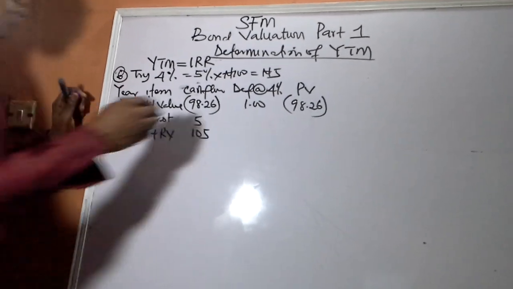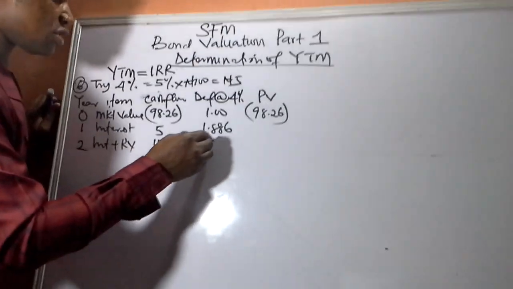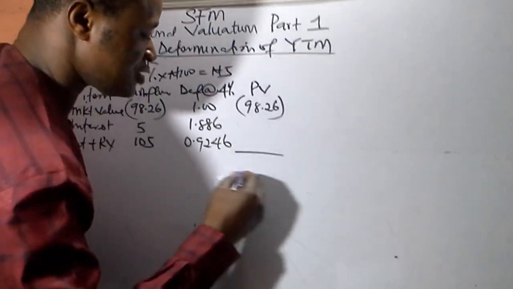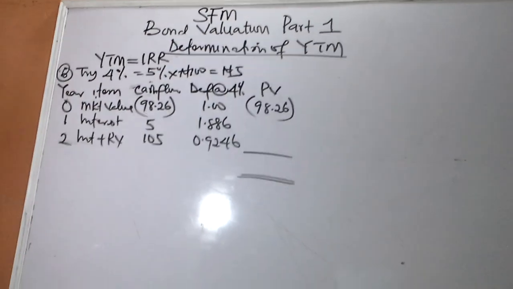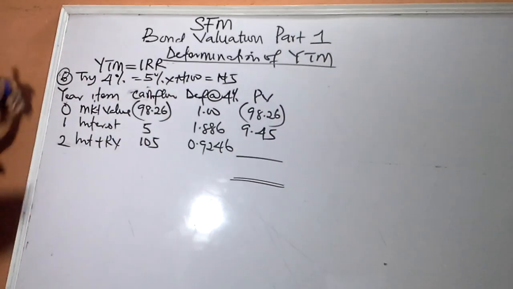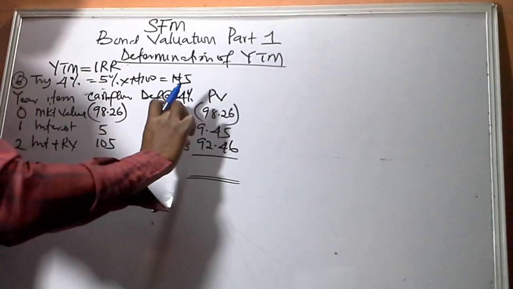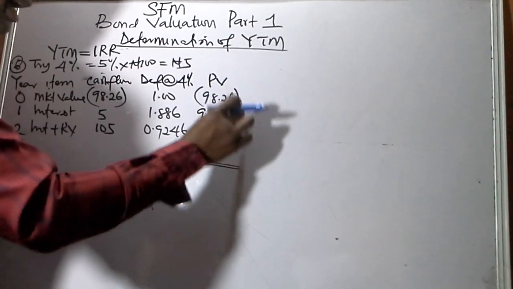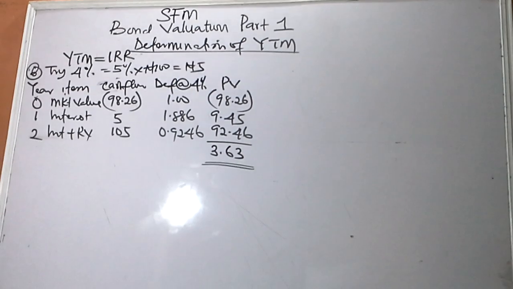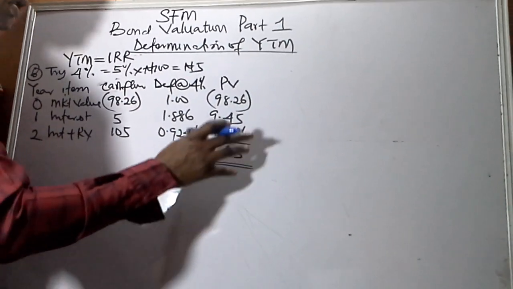So at 4%, the discount factors are 1.886 and then 0.9246. So let us discount now. This times this, there you have 9.45. This times this, you have 92.46. So these are the inflows. Now add this together and less this. Here you have 3.63. Exactly. Here you have a positive NPV, so to say.